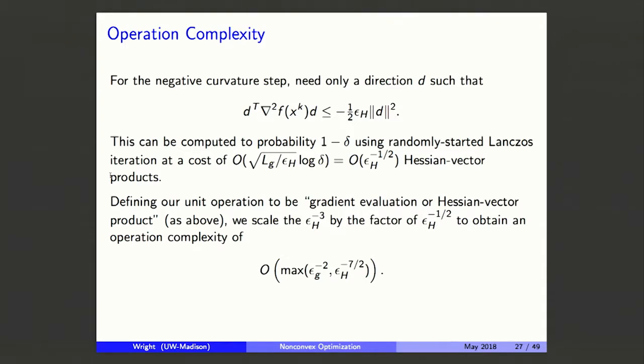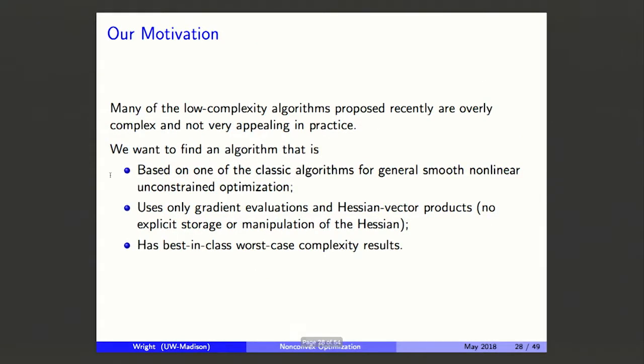So if you then take this and multiply the epsilon h to the minus 3 by this, you get an operation complexity which now has an epsilon h to the minus 7 over 2 in it. So you pay a price for using the second kind of step. I'll explain this a little bit more when I talk about the method that we worked on.